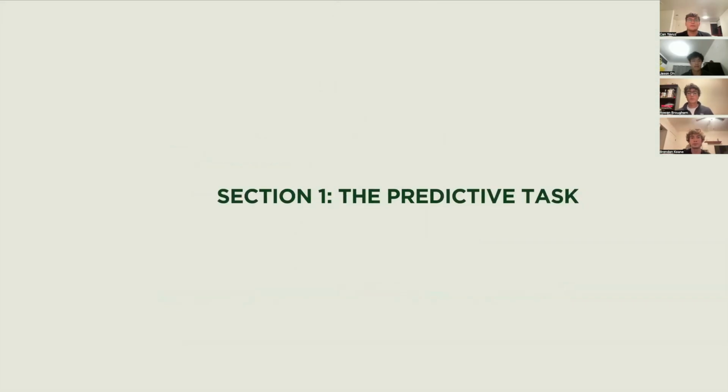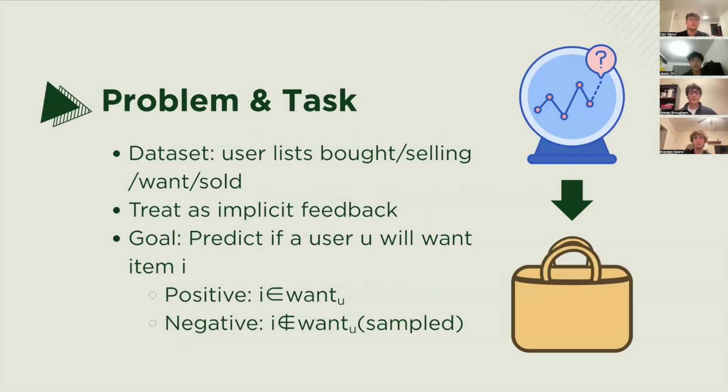And so first, our predictive task. Very simply, what we wanted to do here is we were given a data set that has users and whether they bought items, sold items, want items, or are currently selling items. You can think of this as an Amazon type website, and we collected data from there. Our goal was to predict whether a user U will want an item I.